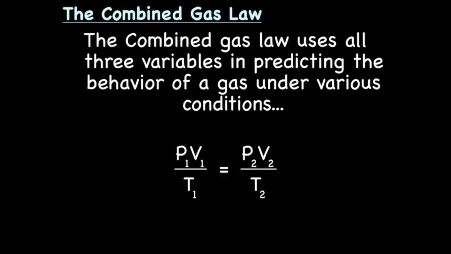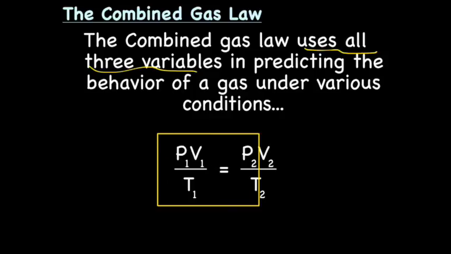The combined gas law uses all three variables, pressure, volume, and temperature, in predicting the behavior of a gas under various conditions. So today we're going to continue using our formula P1V1 over T1 equals P2V2 over T2. This is the last gas law that uses this equation. So P1V1 over T1 equals P2V2 over T2 is used for Charles' law, Gay-Lussac's law, Boyle's law, and now the combined gas law.